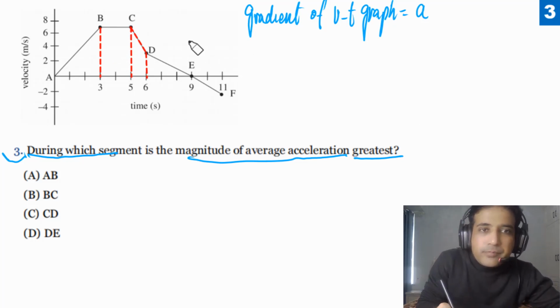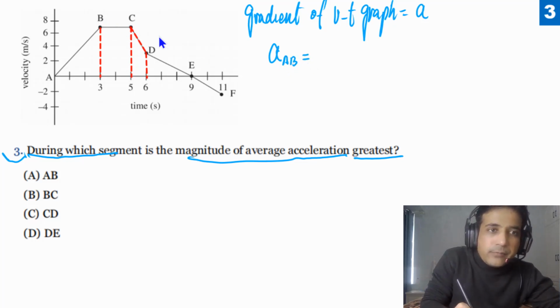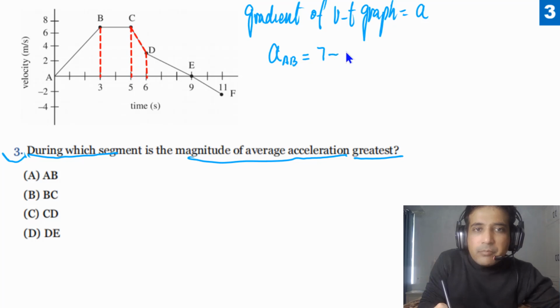For segment AB, we can write down acceleration AB. This will be equal to the final velocity, that is 7 minus 0, divided by time. Time is 3 minus 0. So we can find the value, that is 7 by 3 meters per second squared in this case.